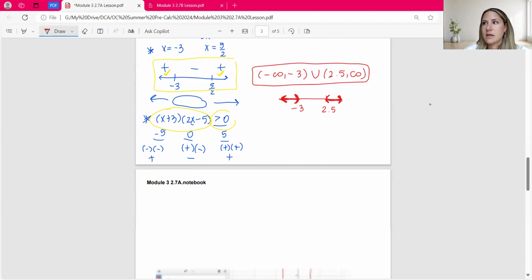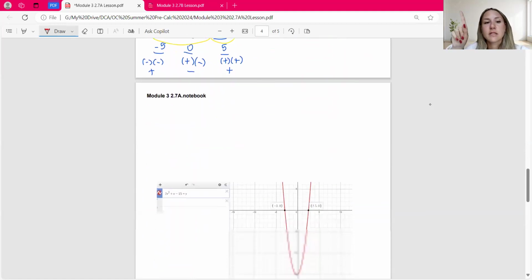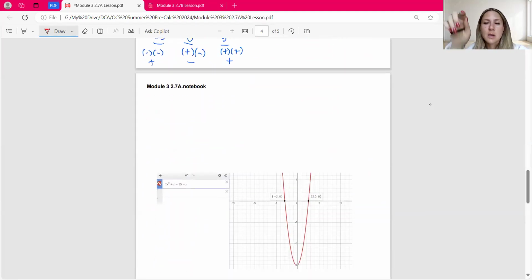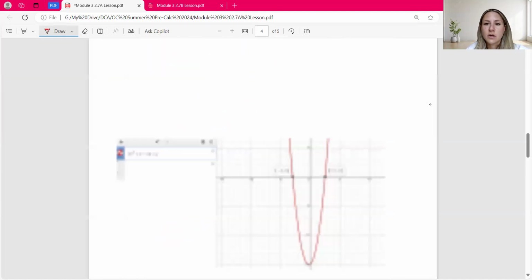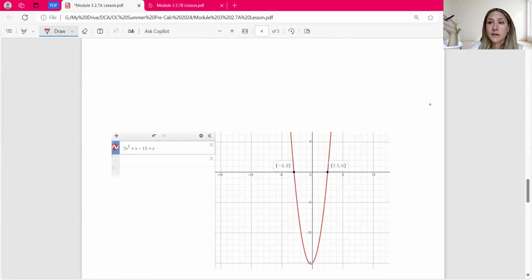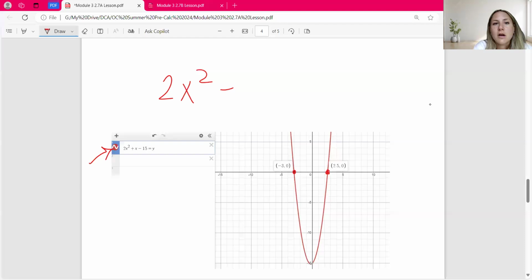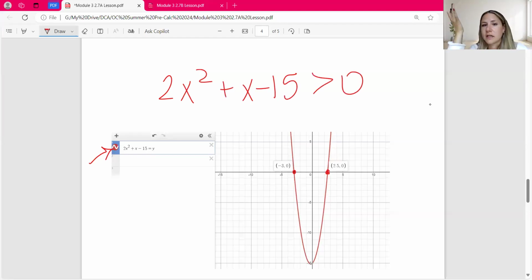Okay, so here, let me show you this. This is the graph, I meant to put this up. Here's that function, the one that we just did, 2x squared plus x minus 15. When you graph it, that's what it looks like. Notice here are those boundary points, -3 and 2.5. And we wanted to figure out where this polynomial was greater than 0 without looking at a graph.